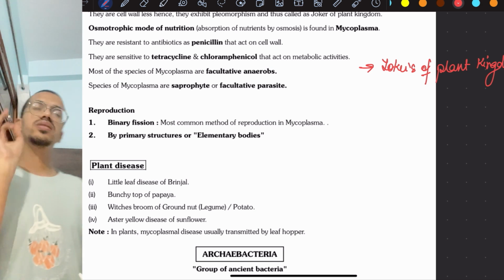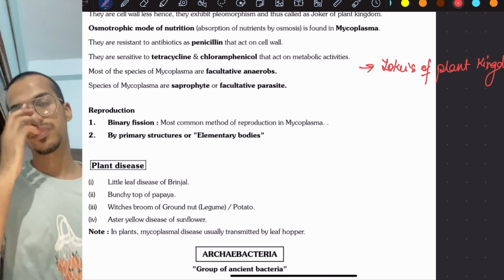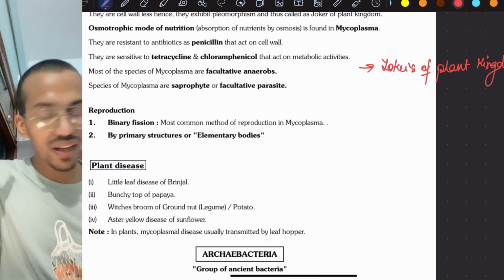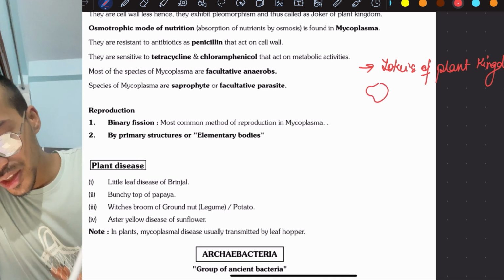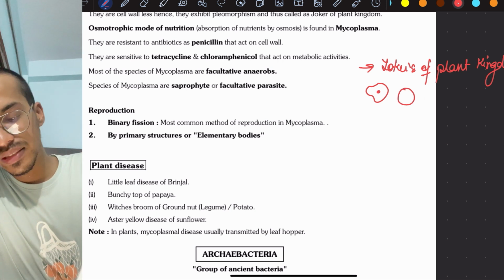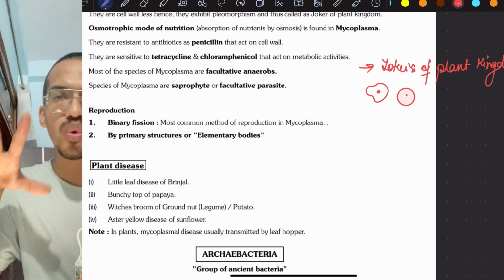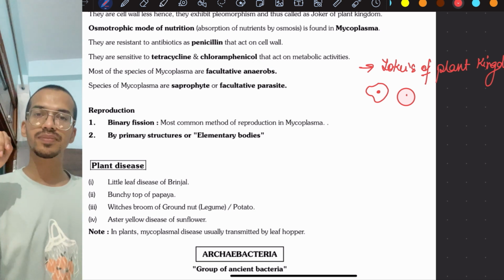Always remember, beta, the cell wall gives a rigid structure to a cell, and they don't have any cell wall. They look like this. They could be of anything. Like this they are looking. Someday they are looking like this. Anything they could be. So means they are jokers. Joker doesn't have its own face.